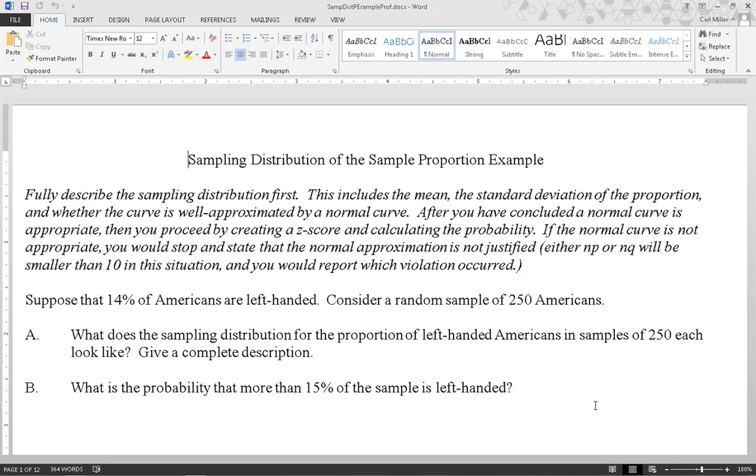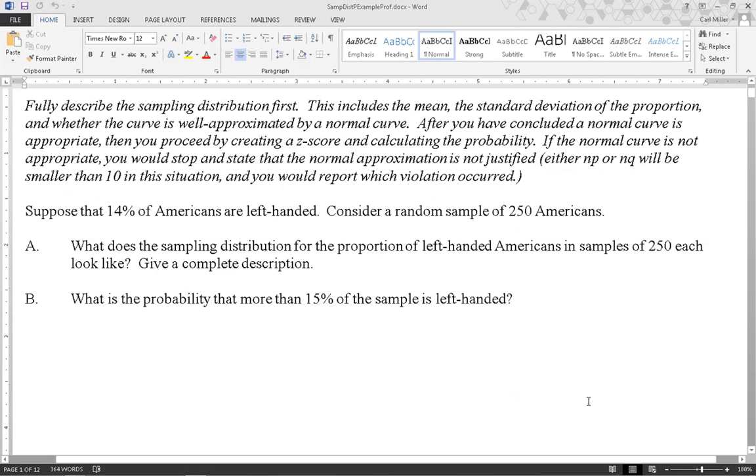So suppose that 14% of Americans are left-handed. Consider a random sample of 250 Americans. A, what does the sampling distribution for the proportion of left-handed Americans in samples of 250 per sample look like? Give a complete description. And then B, what is the probability that more than 15% of the sample is left-handed?